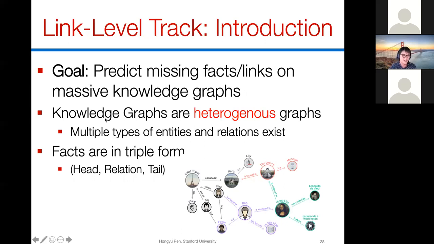A knowledge graph is a heterogeneous graph. In our heterogeneous graph, we have multiple types of entities and relations, and the facts are in the triple form called head, relation, tail. For example, here the head can be the Louvre, the relation is located in, and Paris is the tail. A lot of knowledge about the world can be represented as head, relation, tail, and this can be organized into a graph, and that's the knowledge graph.